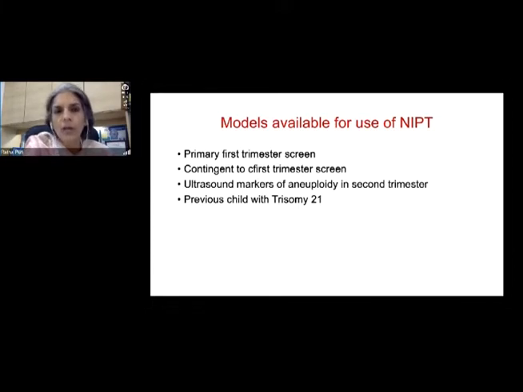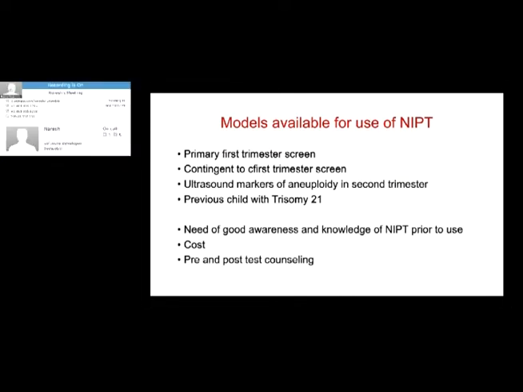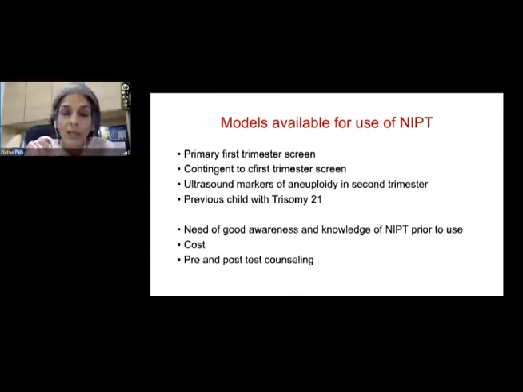Or you can also do it in situations where the lady has one child with trisomy 21. The risk of recurrence is 1%, and there you could use the NIPT to evaluate for that risk of recurrence. So whichever model you use, no one model is perfect, and that's the key thing to understand. We need to understand the different models.